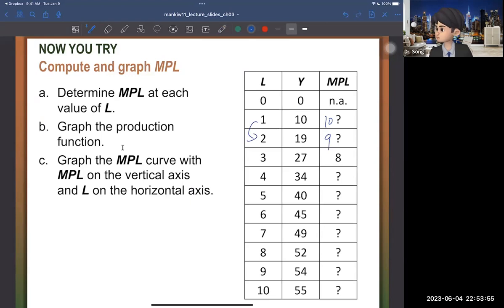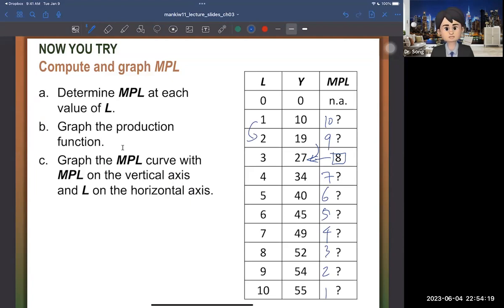So you can find the third worker's contribution is 8. So 19 plus 8 is 27. And the difference between 34 and 27 is 7. And this one is 6, 5, 4, 3, 2, 1. Okay. So we can easily capture this marginal product of labor at each value of the worker.